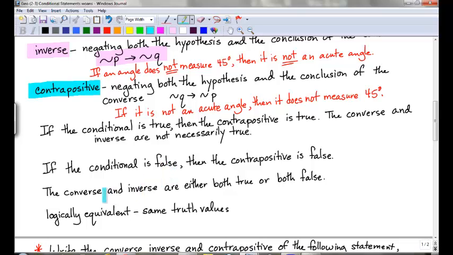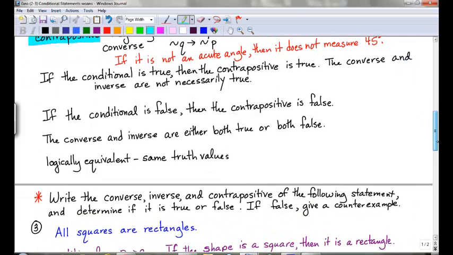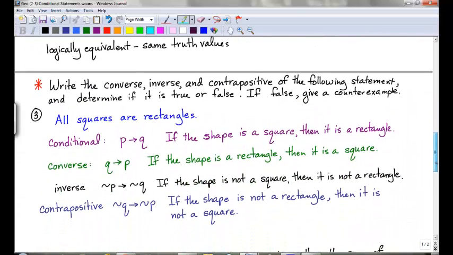The converse and the inverse are either both true or both false. You won't ever have a time where one of these is true and one's false. They are either both true or they're both false. And when they talk about logically equivalent, that means they have the same truth value, both true or both false. Okay, now let's look at an example.